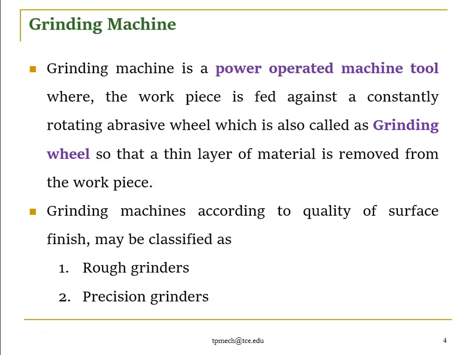Generally, a machine tool provides relative motion between tool and work. That is the basic definition. But here the grinding machine is a power operated machine tool which provides relative motion between the grinding wheel and the workpiece. So the workpiece is fed against a constantly rotating abrasive wheel, also called the grinding wheel, so that a thin layer of metal is removed from the workpiece, right?